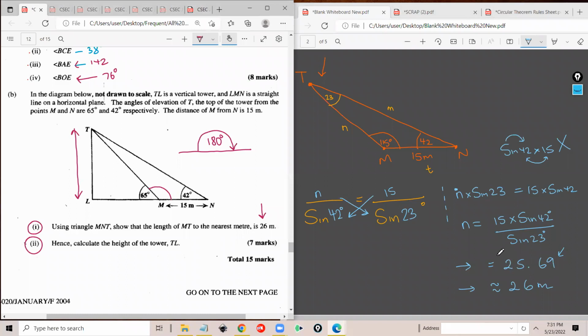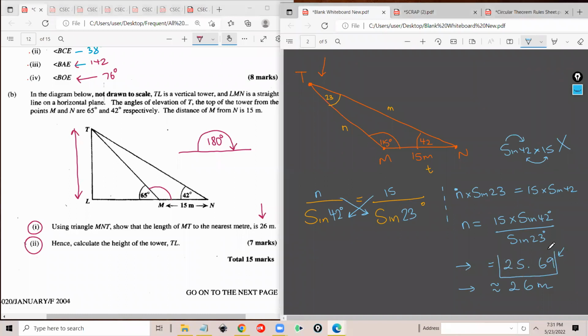I like to be accurate, so I'm going to use this value. If you use the 26 in the exam, I cannot see the examiner deducting any marks from you because he didn't specify which one to use, right? So any reasonable examiner, keyword, reasonable, is not supposed to take away points for that.